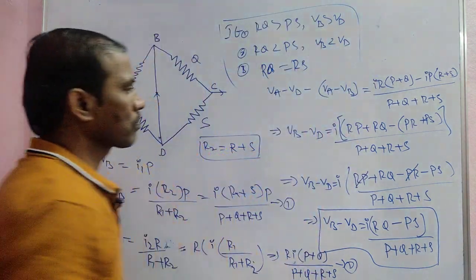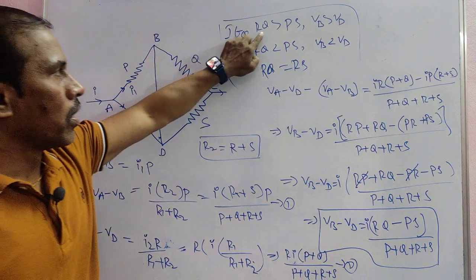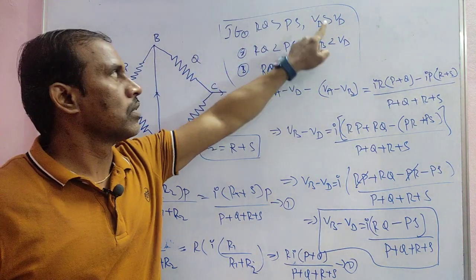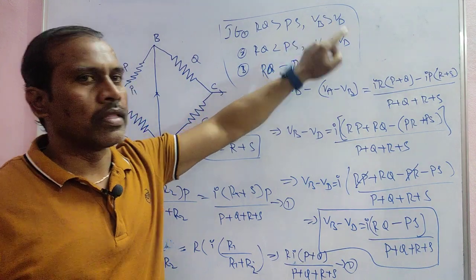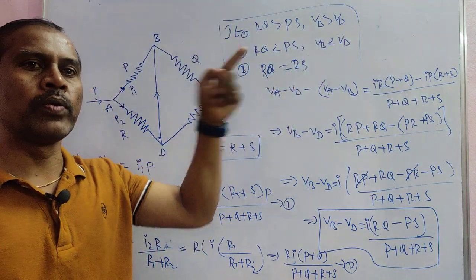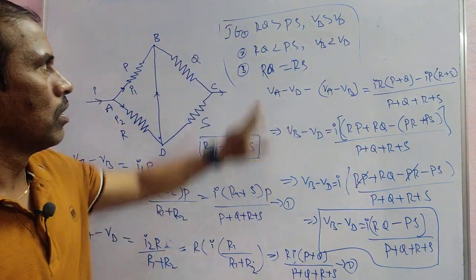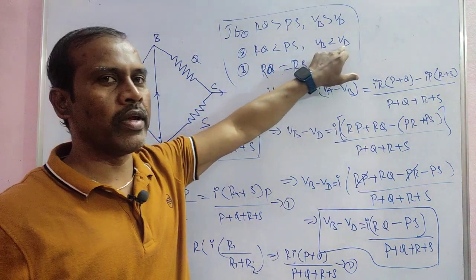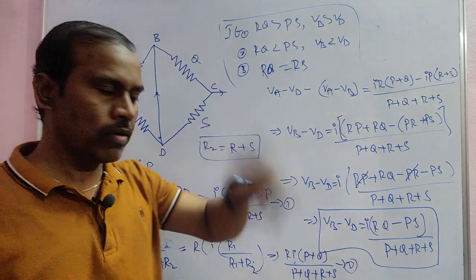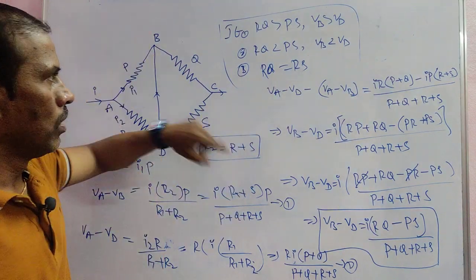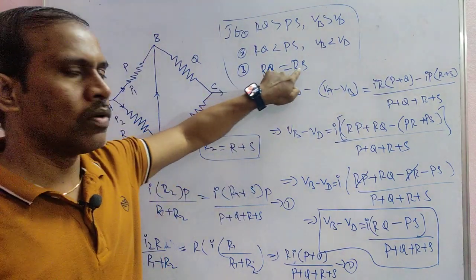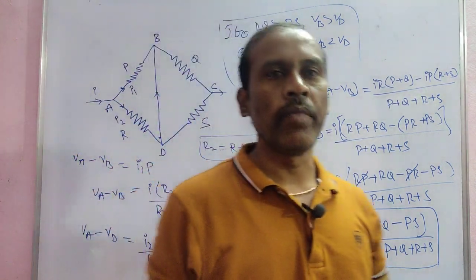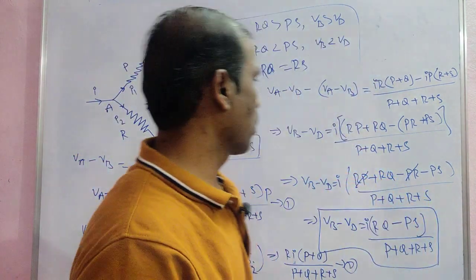These three conditions. First condition: RQ greater than PS, the potential difference VB greater than VD, the current flows from B to D. Next, RQ less than PS, that means VB less than VD, the current flows from D to B. In case RQ is equal to PS, the bridge is balanced.